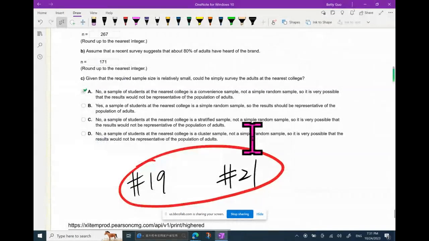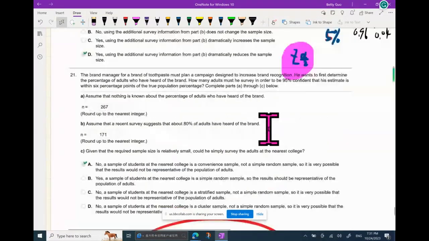Last Thursday, we started chapter 7, confidence interval estimate. We didn't finish. Before we move on to section 7.2, we want to cover those two questions to reinforce what we have learned last Thursday. The first one is number 19.